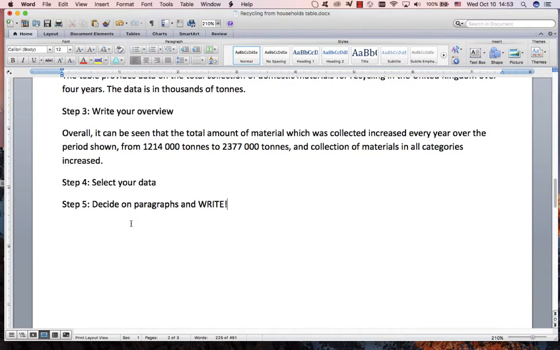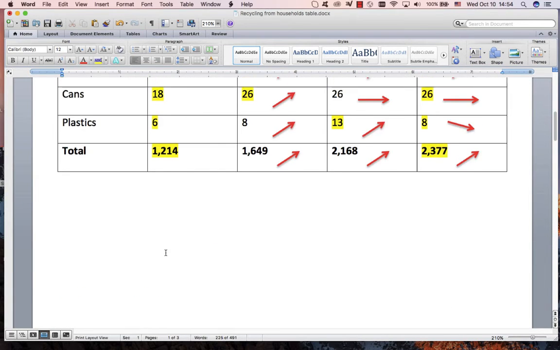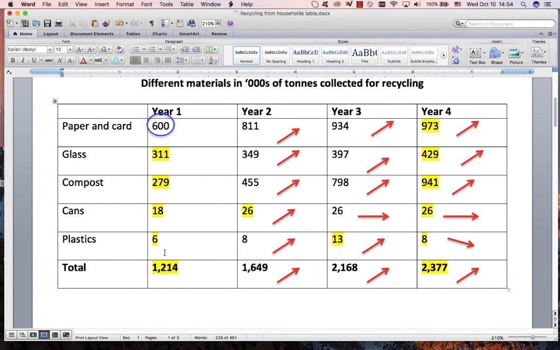Step 5 is simply you're going to decide what you're going to put in paragraph 1, what you're going to put in paragraph 2, and if maybe you will have a paragraph 3, and then get going and write the paragraphs. So I think I'm going to put all of these together because they all follow the same sort of pattern. And remember, try and make it easy for the examiner to follow what you're doing. This is very, very important.